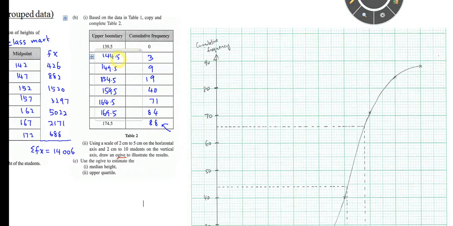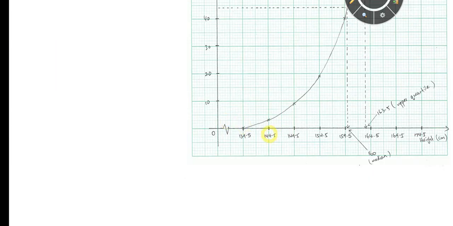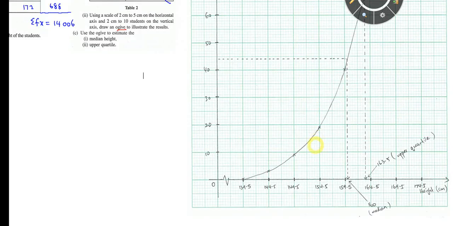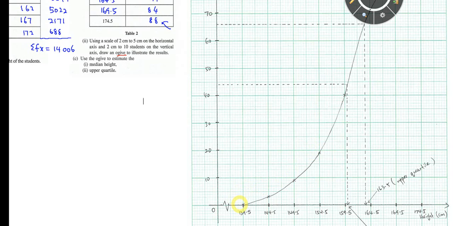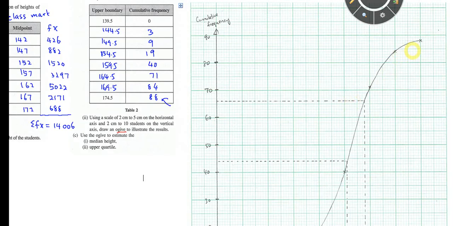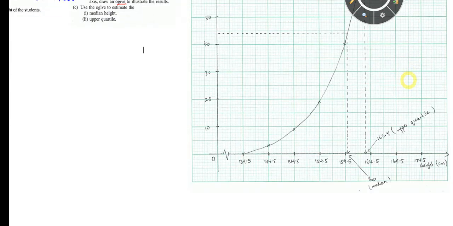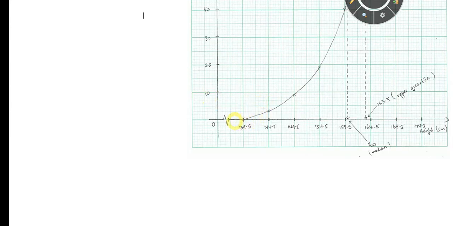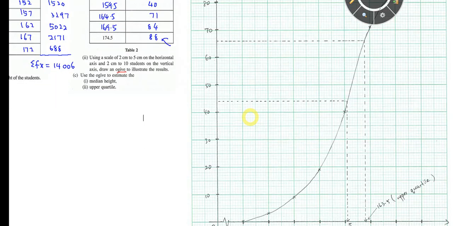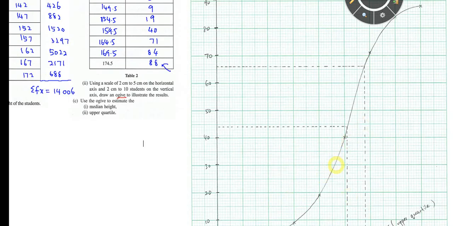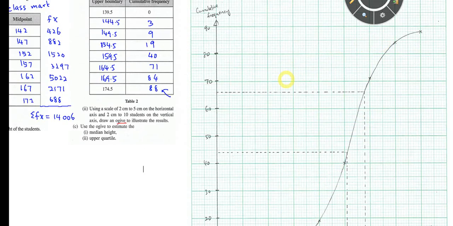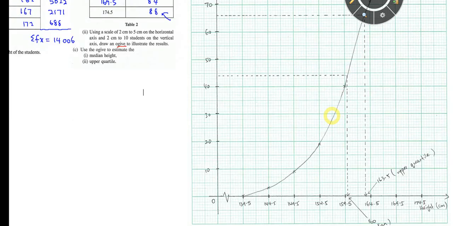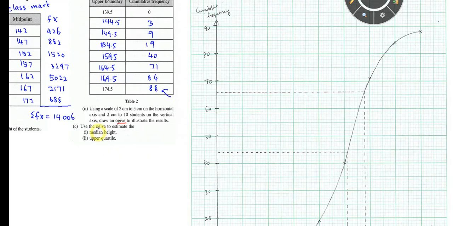Okay, so the second upper boundary is 144.5 and the cumulative frequency is 3. So 144.5, 3, and so on. This one, we cannot use a ruler, we need to draw it freehand, and we get a shape like this. Remember, when we draw the ogive, we need to find the upper boundary for every class interval, and don't forget that we need a class interval with frequency 0, because our ogive needs to start from the bottom here. The shape of the ogive keeps on going up because we are using cumulative frequency.